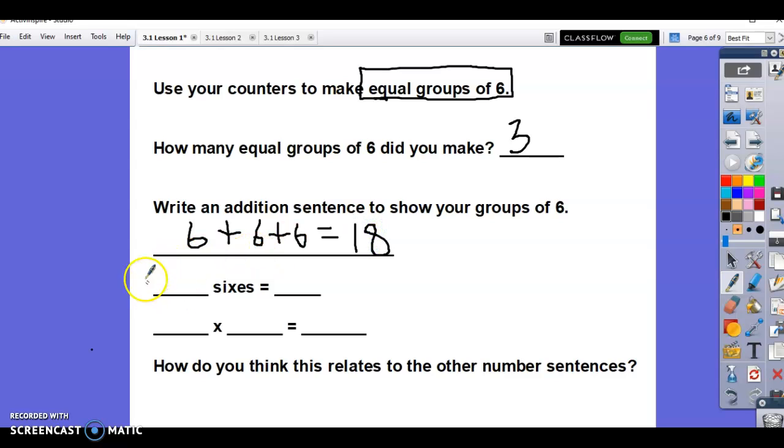So how many 6's did I have? Shout it out. Oh, good, we had 3. And 3 6's equals what number? 18. Good.